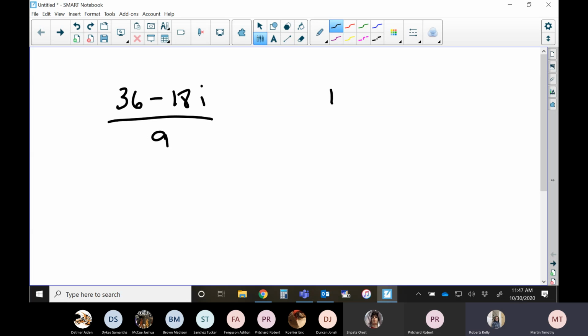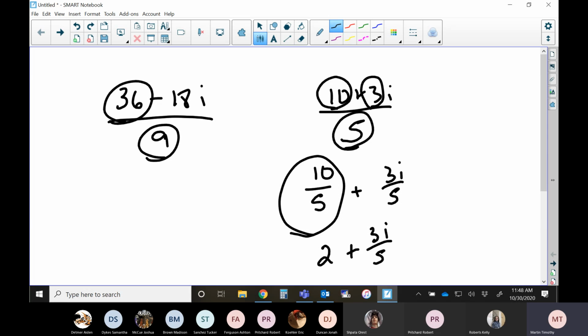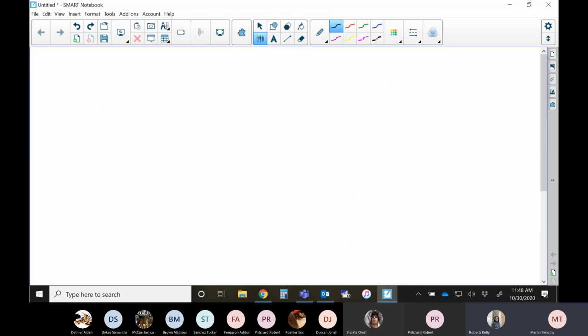But let's say I end up with like 10 plus 3i over 5. Sometimes they might say, hey, 10 over 5 plus 3i over 5. And you can simplify this one so it would turn into 2 plus 3i over 5, because right here, 5 goes into 5, 5 goes into 10, but 5 doesn't go into that. So you can't simplify all 3 together. Whereas this one, 9 goes into there, 9 goes into there, 9 goes into there, so you can simplify all 3 of them at one time. Okay, I just didn't know if I was supposed to simplify. Thank you. Yep. All right.